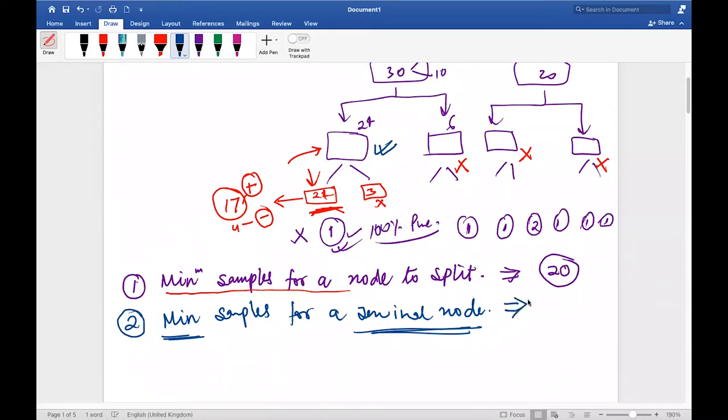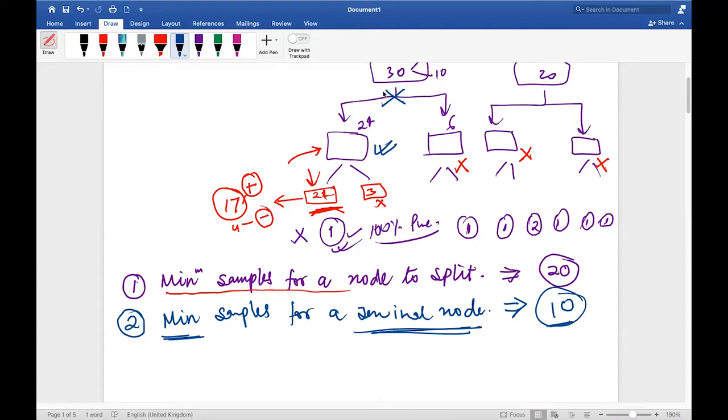Let's say I set a constraint of this to 10. What does that mean? The terminal node cannot have fewer than 10 samples. That means if any split divides into two parts in which one of the terminal nodes has fewer than 10, just for example, then it is not qualified for a terminal node. That split won't happen. Understood? So in a way, we just pruned our tree here.